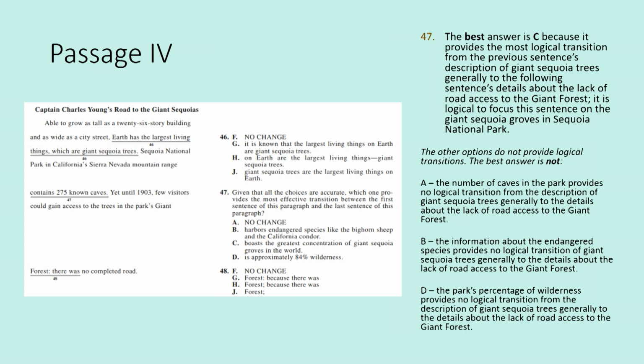A, the number of caves in the park provides no logical transition from the description of the giant sequoia trees generally to the details about the lack of road access to the giant forest. B is not the best and most logical answer because the information about the endangered species provides no logical transition. And D, the park's percentage of wilderness provides no logical transition from the description of the sequoia trees to the lack of road access to the giant forest.